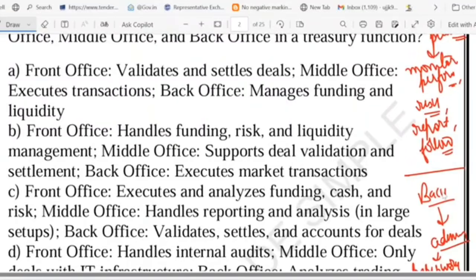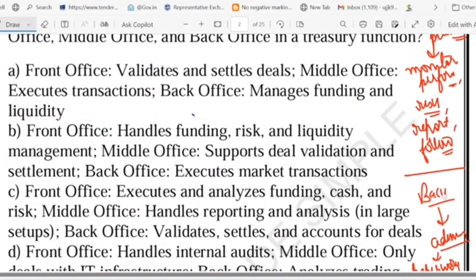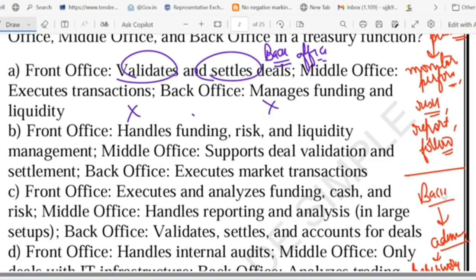Now let's go through each and every option. First of all, option A says that front office validates and settles deals. No, this is wrong. Front office does not handle validation and settlement. That is the back office job. I told you, any kind of paperwork is handled by the back office. And middle office executes transactions? No, they don't execute transactions, and back office does not manage liquidity. So this is completely wrong.